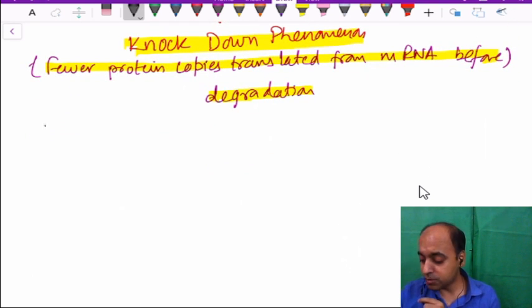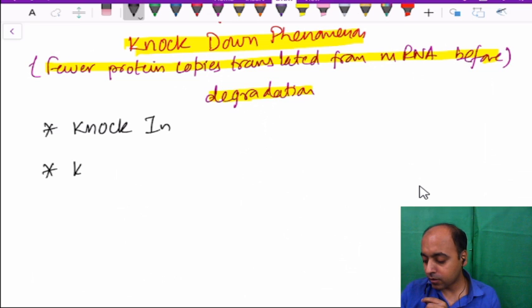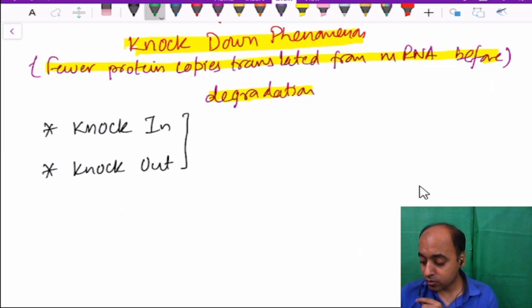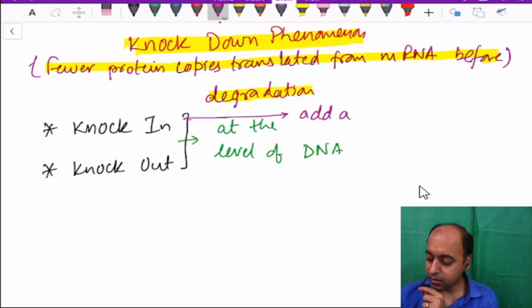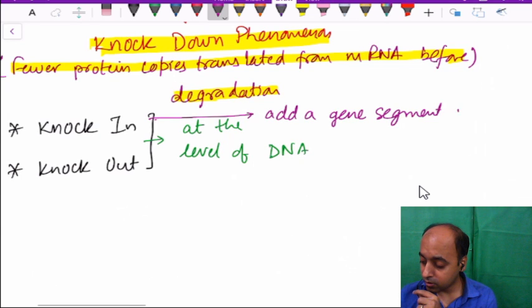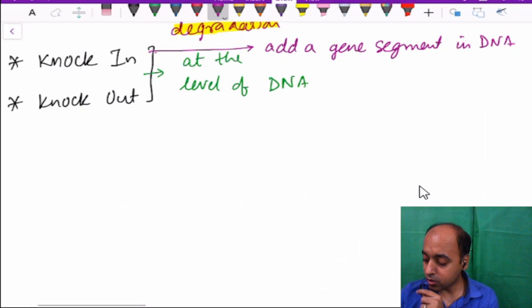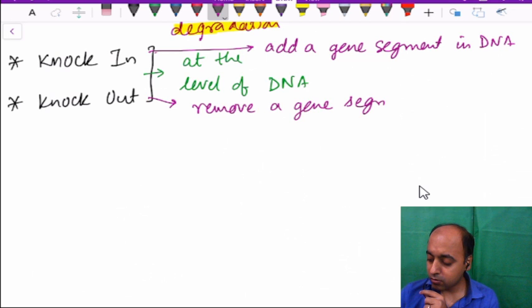You'll also come across two similar sounding terms, knock-in and knockout. These two terms are used at the level of DNA. Knock-in, you add a gene segment in DNA. Knockout, you remove a gene segment from DNA.